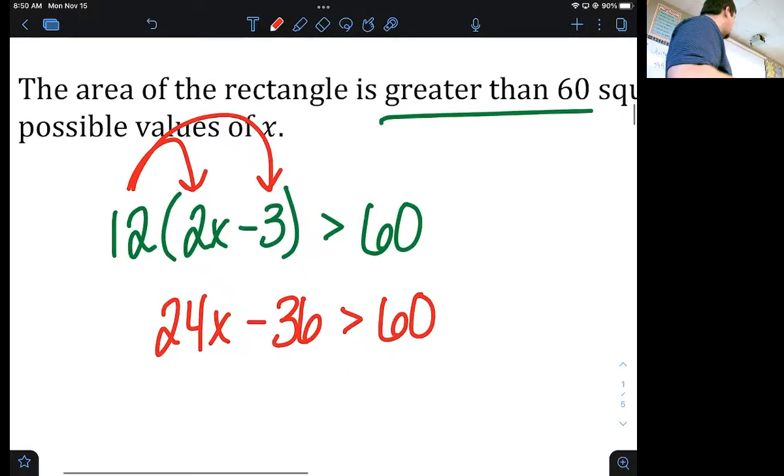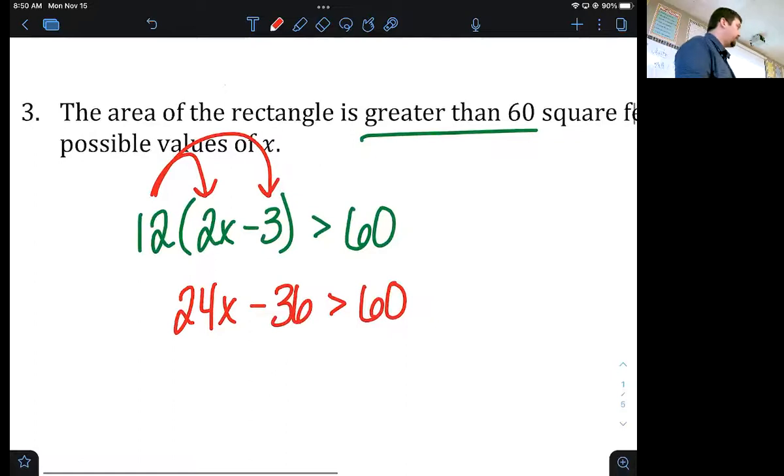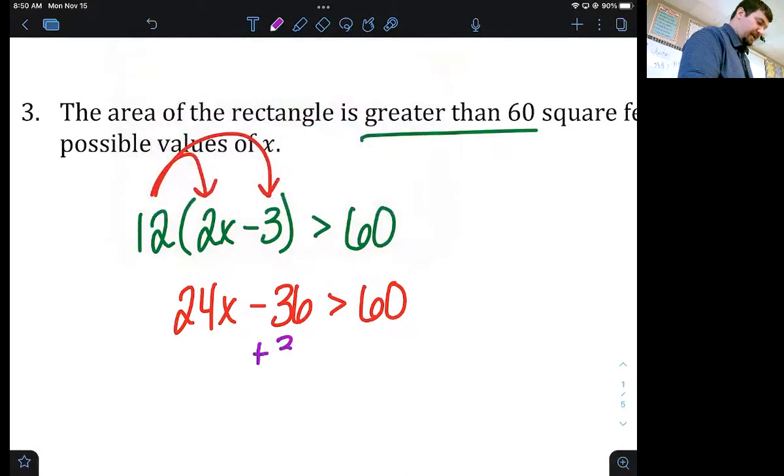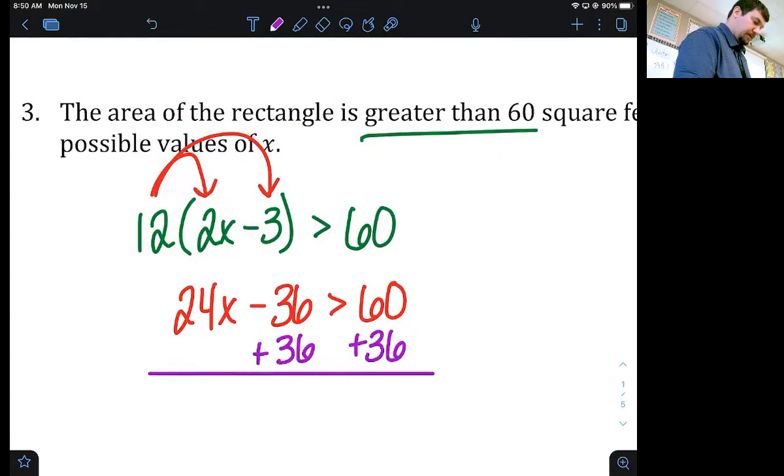Ashlyn, what would our next step be here? Good job. Yeah, we want to add because that gets rid of the minus. Good job. And Ashlyn, what's 60 plus 36? 96. Excellent. So we're 24x is greater than 96.